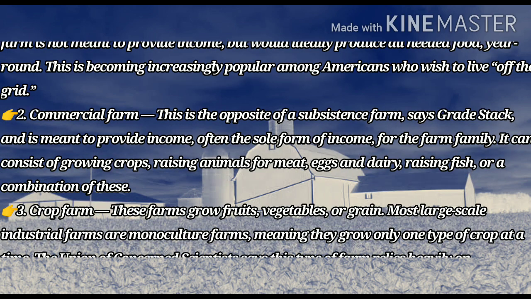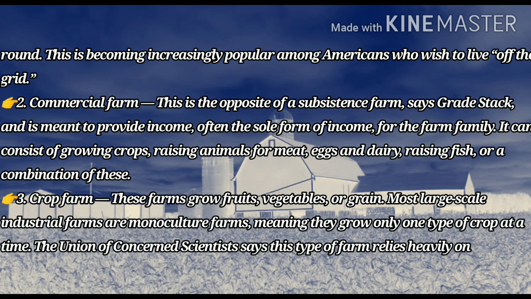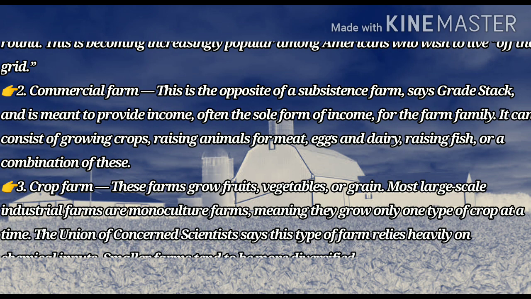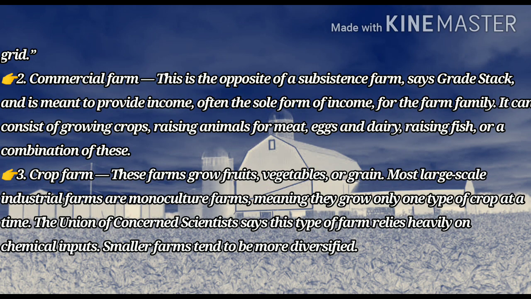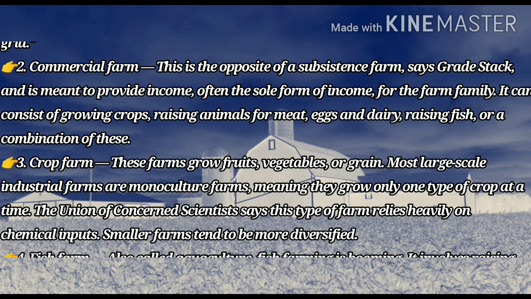3. Crop farm. These farms grow fruits, vegetables, or grain. Most large-scale industrial farms are monoculture farms, meaning they grow only one type of crop at a time. The Union of Concerned Scientists says this type of farm relies heavily on chemical inputs. Smaller farms tend to be more diversified.